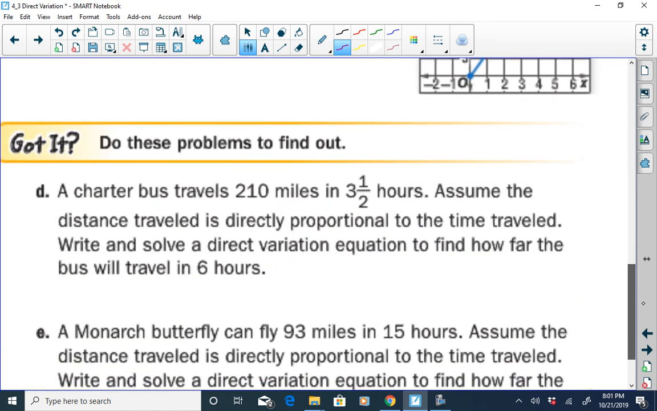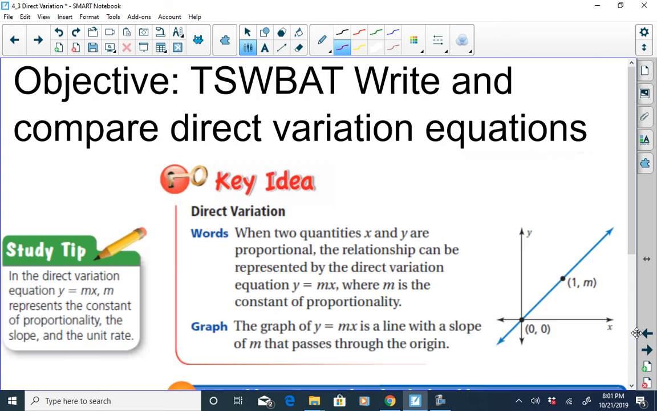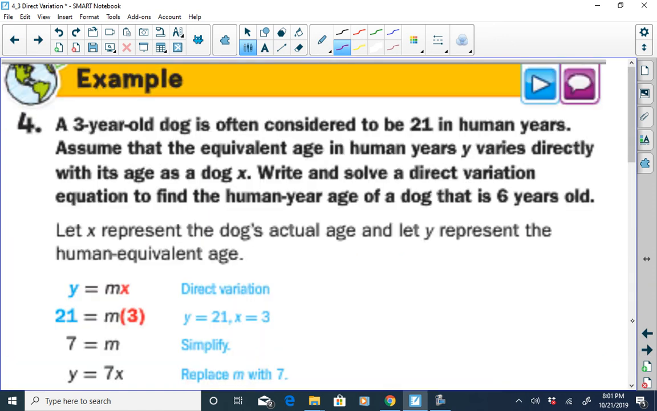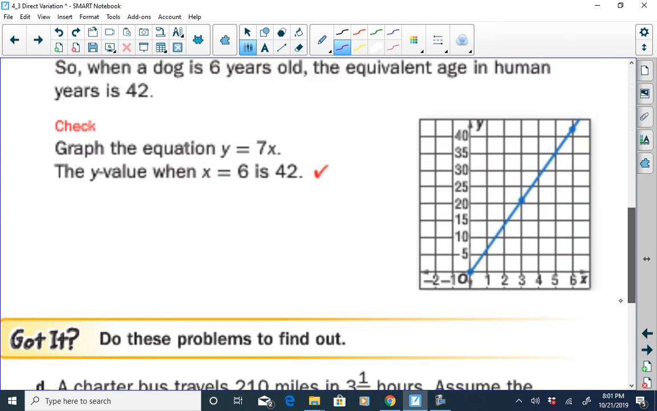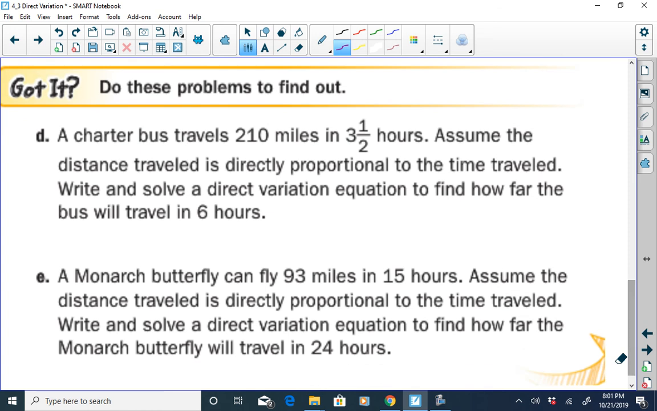Okay. Let's try these two problems. Part A. A charter bus travels 210 miles in 3.5 hours. Assume the distance traveled is directly proportional to the time traveled. Write and solve a direct variation equation to find how far the bus will travel in 6 hours.